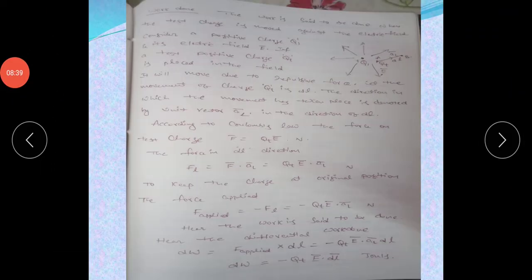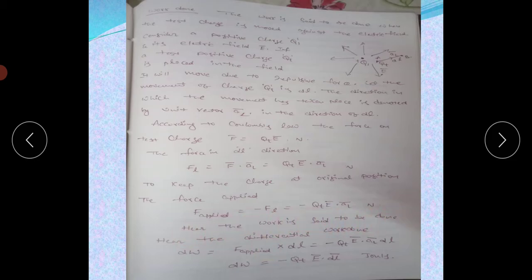Due to repulsive force, the test charge moves from point A to point B. So we have to move this charge Qt from point B to point A by applying some external force. This external force applied must equal this Fl. Due to the Fl force, the charge moves from point A to point B. So now the same force we have to apply on charge Qt, so that this charge moves from point B to point A. So the force applied equals minus Fl, which equals minus of Qt E bar dot Al bar newtons.